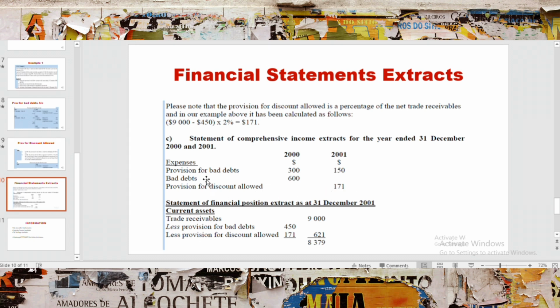Then moving forward, we need to prepare the statement of financial position extract. So you record the trade receivables, then you less the provision for bad debts. As I stated, you less the calculated amount of 450, then you less the provision for discount allowed of 171, then you get your figure 8379.